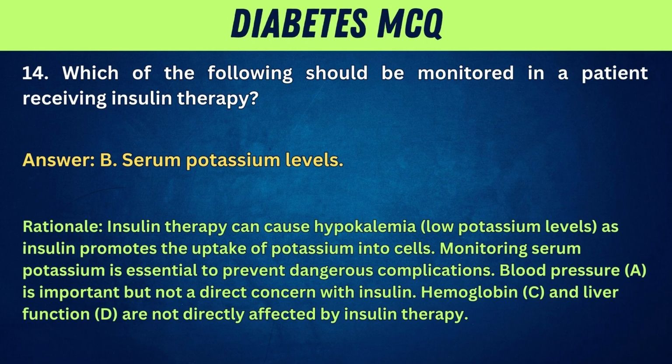Rationale: insulin therapy can cause hypokalemia, low potassium levels, as insulin promotes the uptake of potassium into cells. Monitoring serum potassium is essential to prevent dangerous complications. Blood pressure, A, is important but not a direct concern with insulin. Hemoglobin, C, and liver function, D, are not directly affected by insulin therapy.